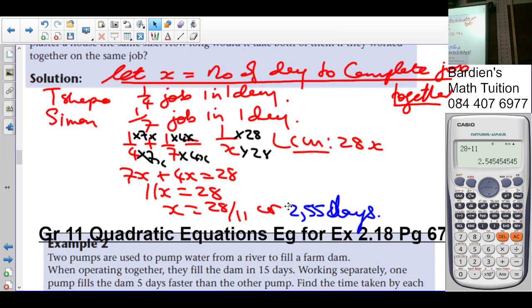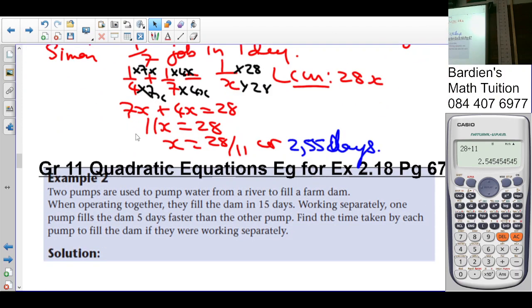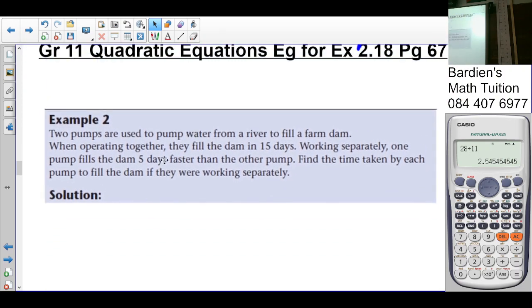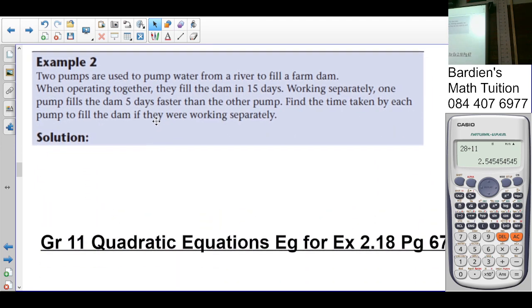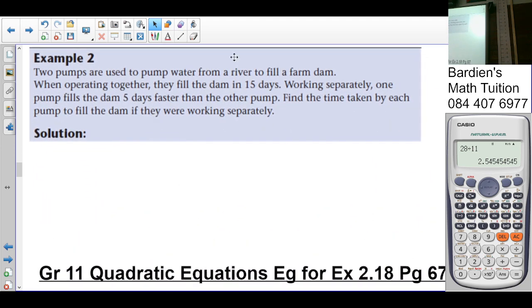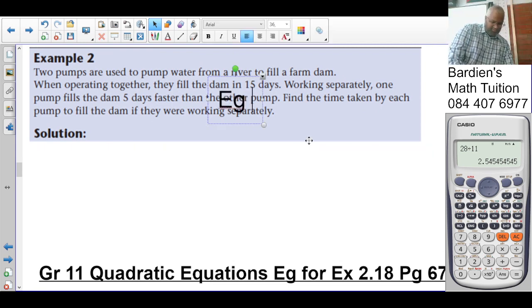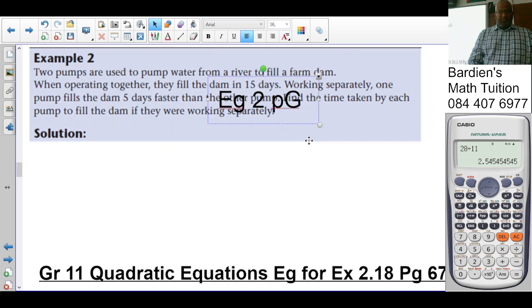You guys understand? So that's the first example dealing with rate. Okay. Let's look at the second example. Example 2, and example 2 is on page 67.